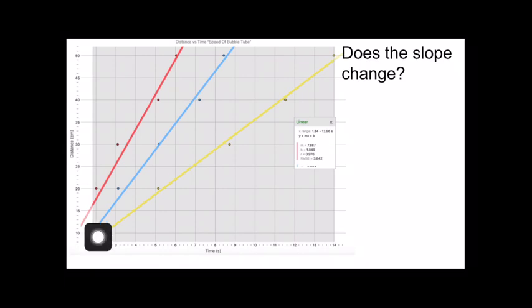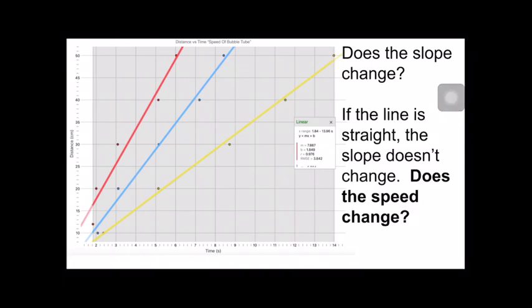So if we look at a point right here, what's the slope? Compared to if we look at a point right here, what's the slope? If this is a straight line, the slope is the same at any point. So if that line is straight, that means the slope isn't changing. So if the slope isn't changing, does the speed change? Remember that the slope tells us the speed.